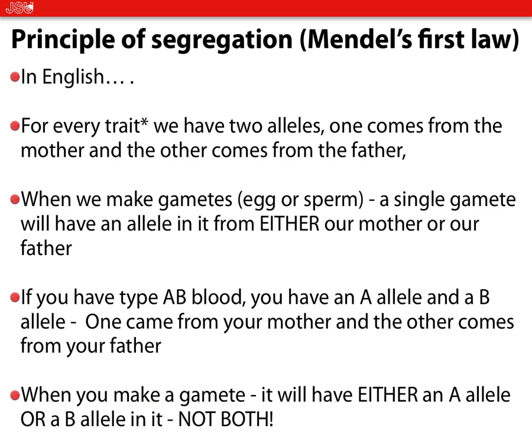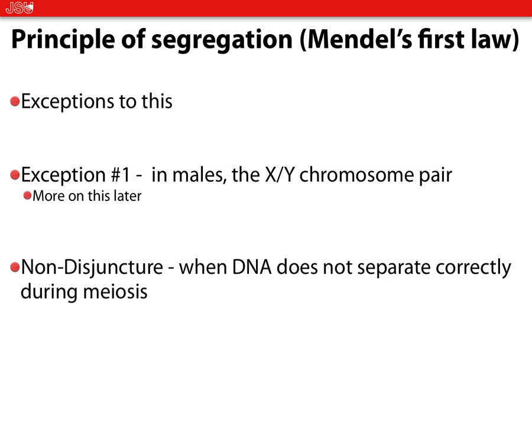You will not see a situation where both of those alleles find their way into the sperm or the egg, unless it's non-disjunction. We'll talk about that later. There is an exception. Okay, but that's an error. So let's just say you have AB blood, and you have an A allele and a B allele. One of those comes from your mother, and one comes from your father. Okay, and when you make a gamete, it's going to have either an A allele or a B allele in it. Not both.